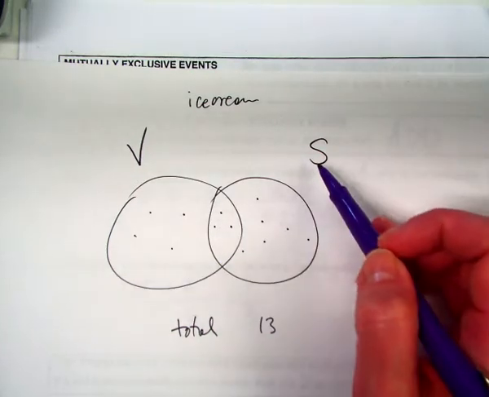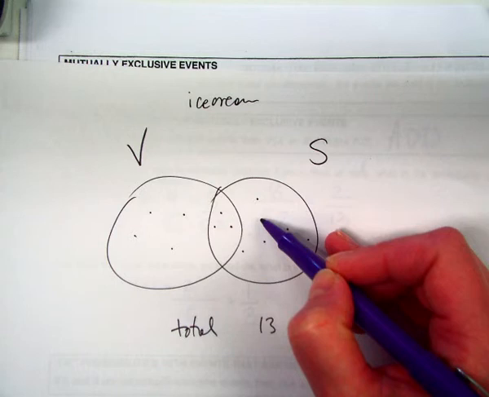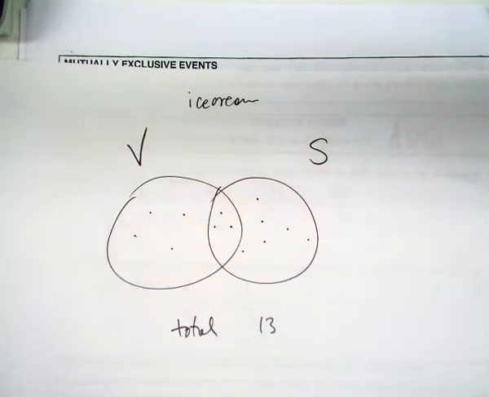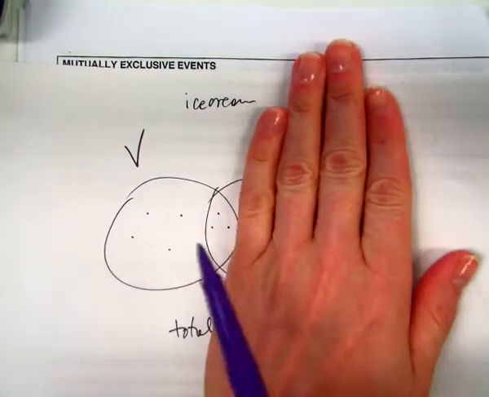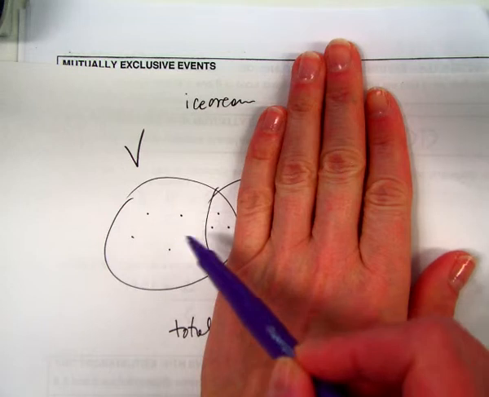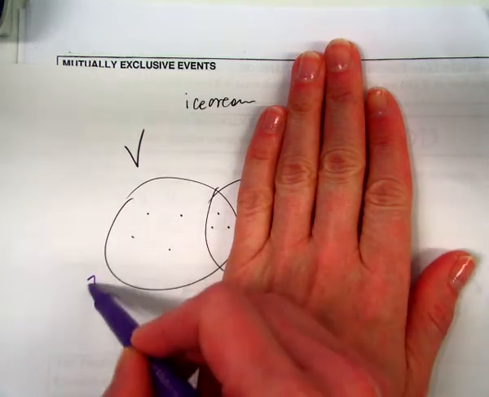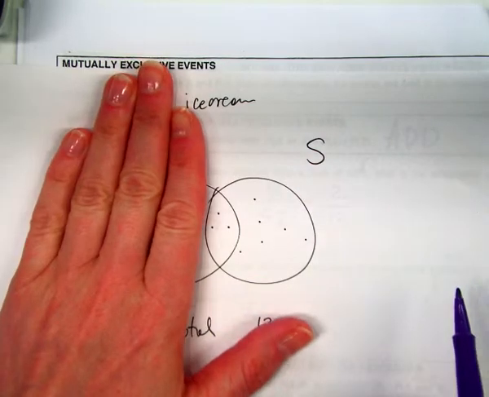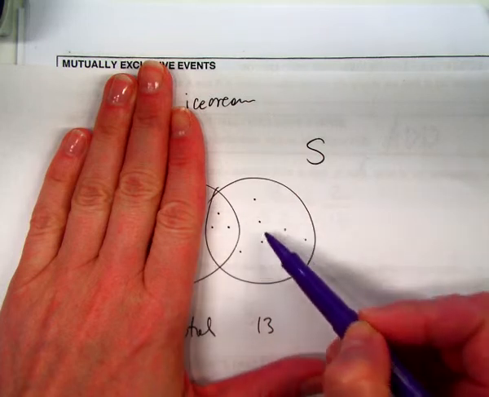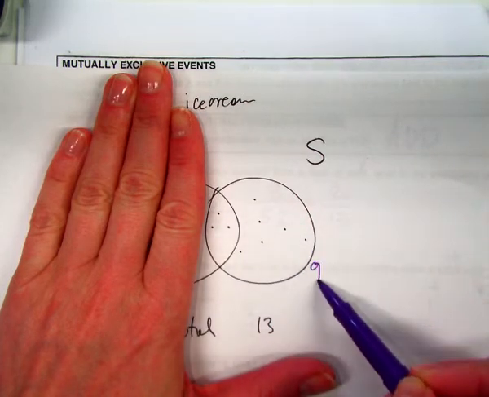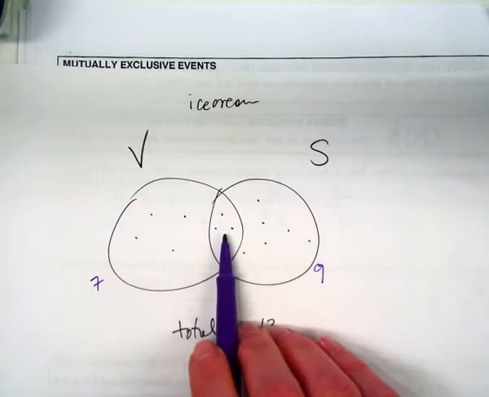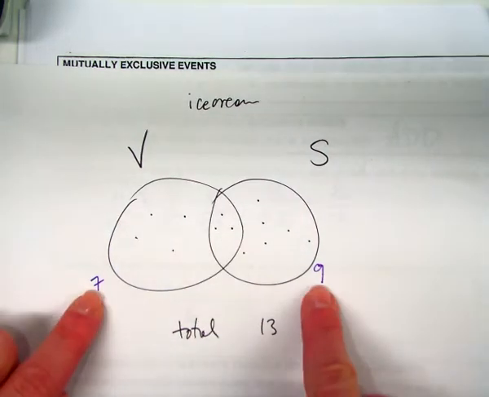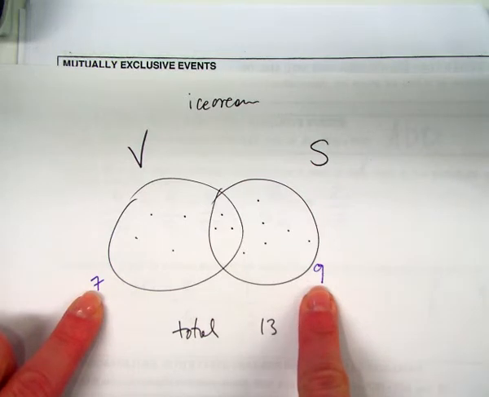How many people like strawberry? 1, 2, 3, 4, 5, 6, 7, 8, 9. How many people like both? 3. So if I was to count the total, how many like vanilla? 1, 2, 3, 4, 5, 6, 7. So that would be 7 for total. How many like strawberry? 1, 2, 3, 4, 5, 6, 7, 8, 9. Which one did I count twice? The one in the overlap, in the middle. So if I add 7 plus 9, that's 16.